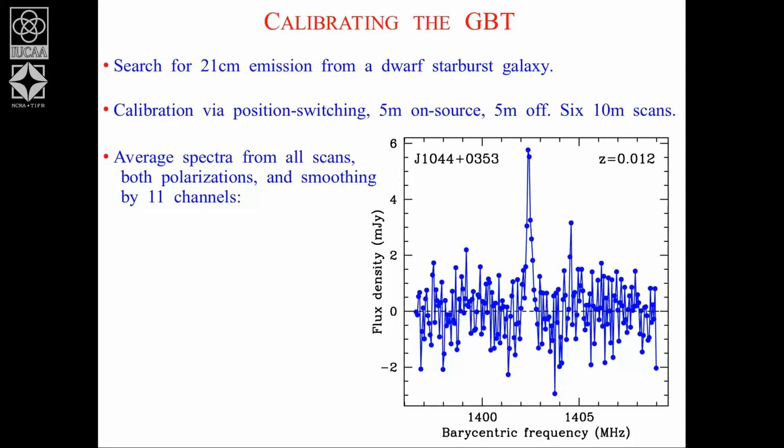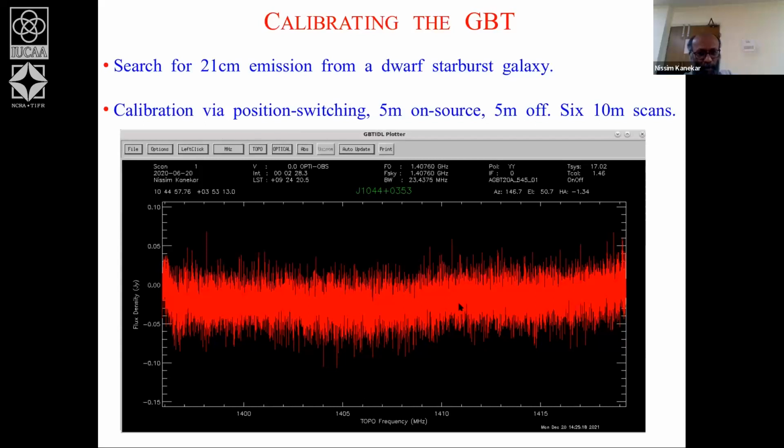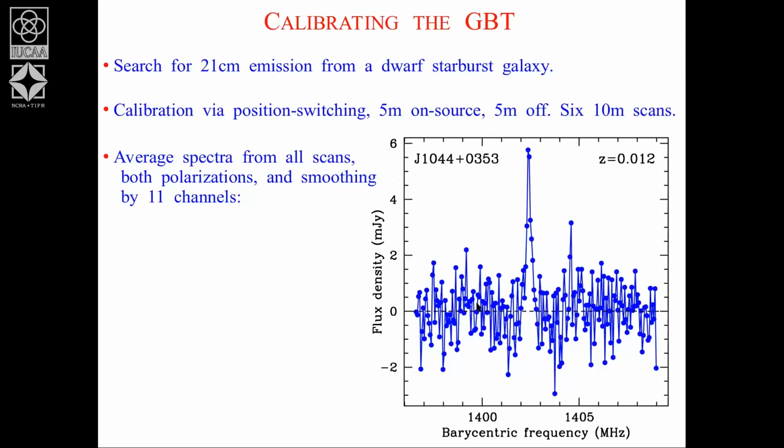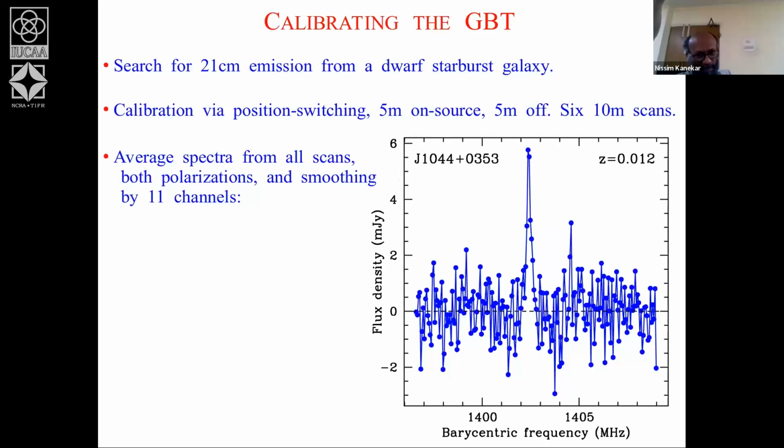Sir, could you explain the last point again, like average spectra from all scans and both polarizations? Yeah. So over here, this is a spectrum from one polarization and one scan, right? Now, remember I said that your noise goes down when you average independent measurements. Each scan gives me an independent measurement of the spectral line. Each polarization, the spectral line is unpolarized, gives me an independent measurement of the spectral line. So now if I average the spectra of all scans and both polarizations, my noise goes down by square root of 12, because these are 12 independent measurements.